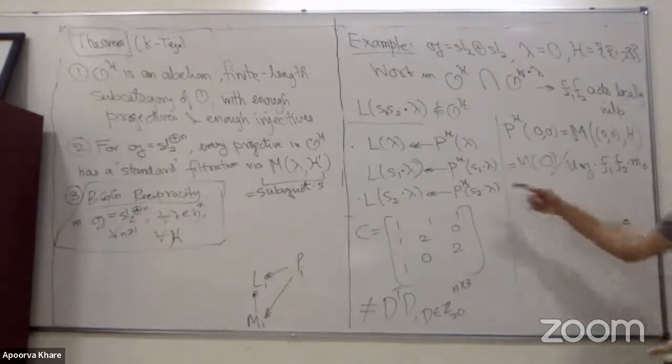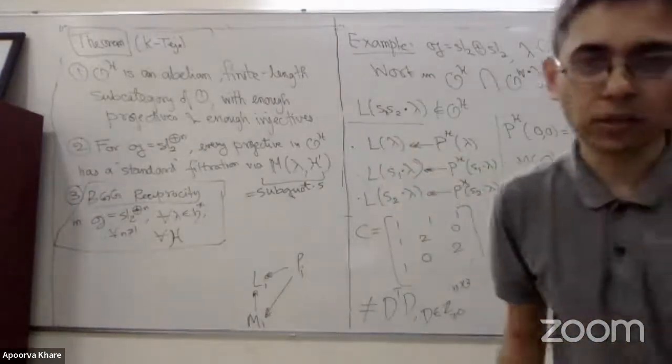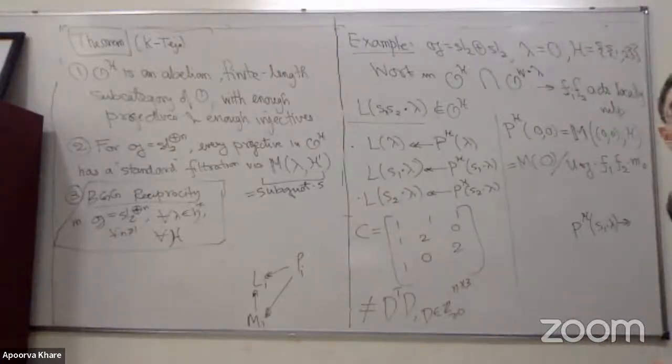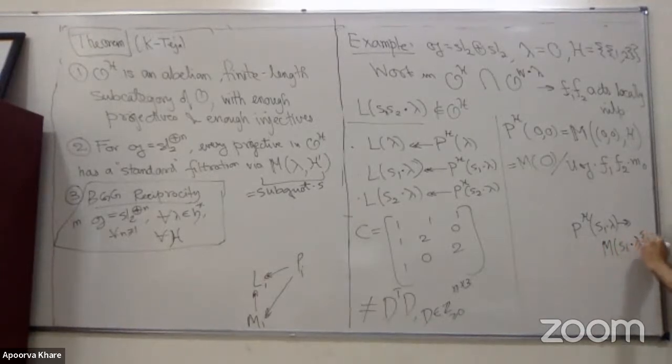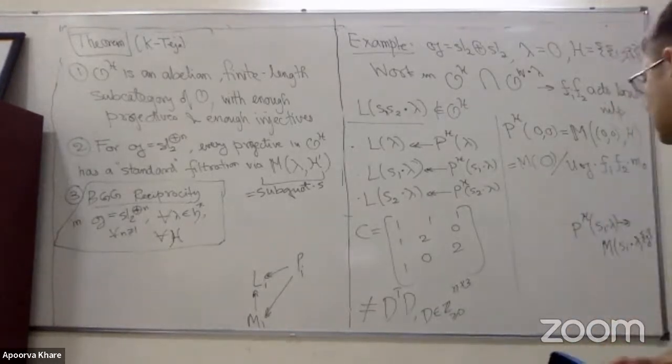So of course, these three objects are in category O^H, but now what I will say is, first of all, this is M of S1 dot lambda. So I need space to write this. Where do I write this?